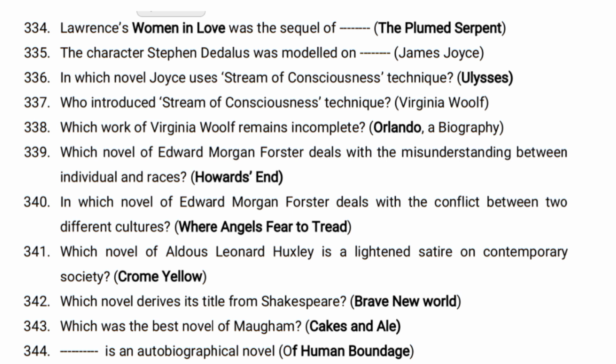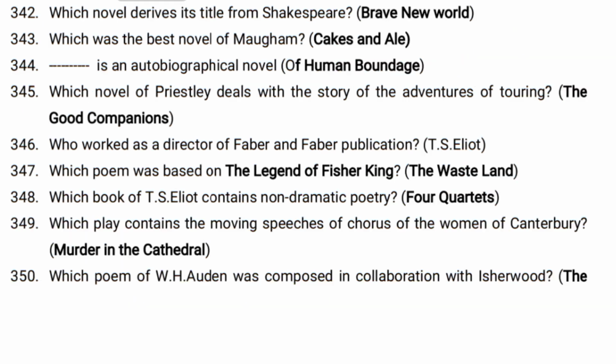Which novel of Aldous Leonard Huxley is a light-hearted satire on contemporary society? Crome Yellow. Which novel derives its title from Shakespeare? Brave New World. Which was the best novel of Maugham? Cakes and Ale. Of Human Bondage is an autobiographical novel. Which novel of Priestley deals with the story of the adventures of touring players? The Good Companions. Who worked as a director of Faber and Faber publication?